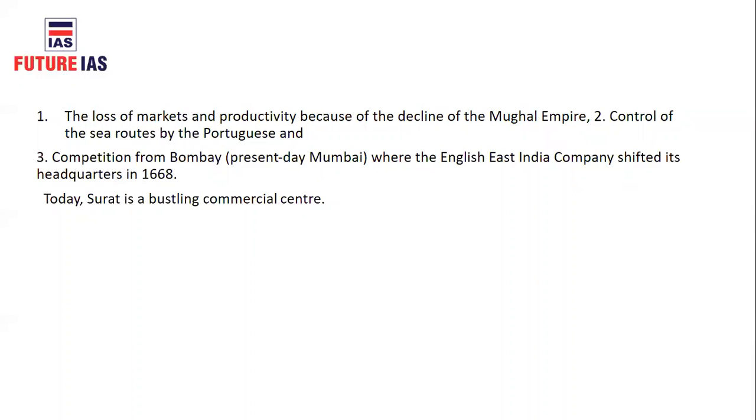The control of the sea lanes or sea routes was also led by the Portuguese, right, from the Mughals, and there were different competitors also, which came from distant regions. For example, Bombay also had a port, right. So once these different port destinations occurred, the competition also increased, right. For example, in Bombay, the East India Company shifted their headquarters, which further associated with the trade. But even today, Surat is a bustling commercial center.